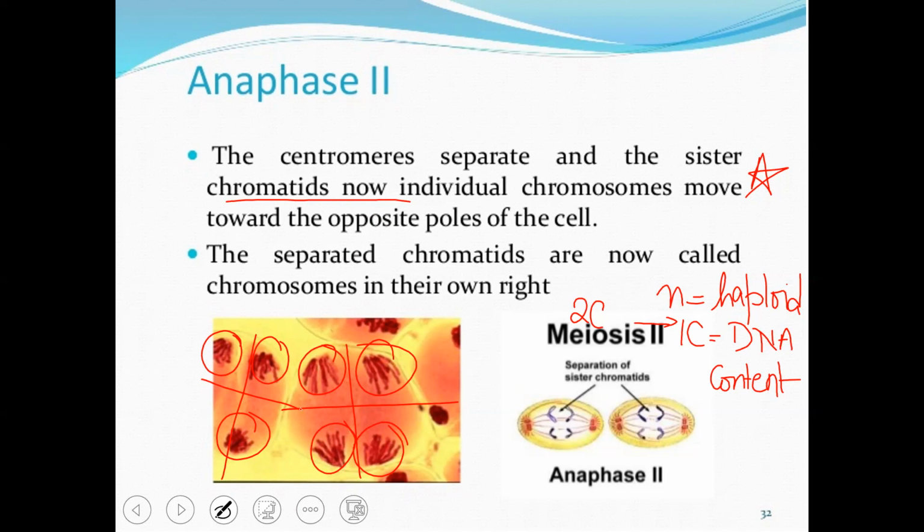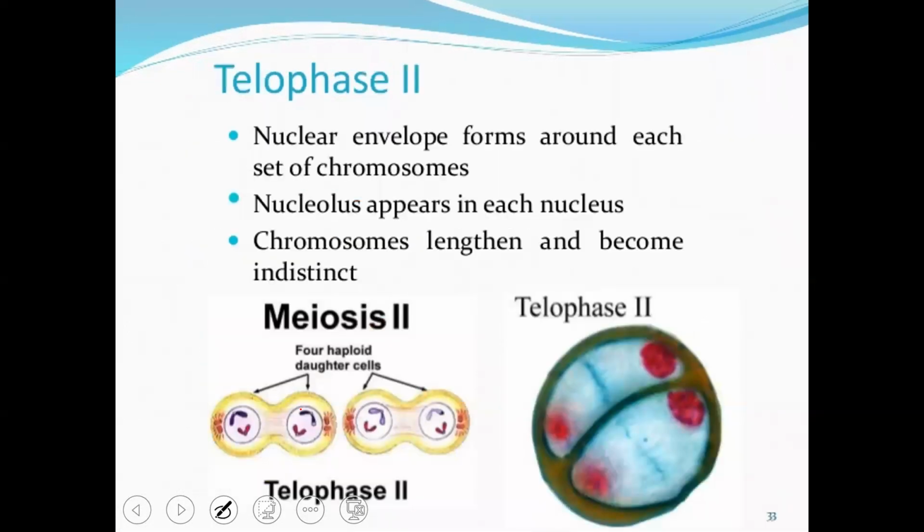Later, it enters the next and last phase of meiosis 2, that is telophase 2. During telophase 2, the nuclear envelope forms around each set of chromosomes. So once again, there will be formation of the nuclear envelope along with the other organelles. The nucleolus, which had disappeared, will reappear, and the chromosomes lengthen and become indistinct.